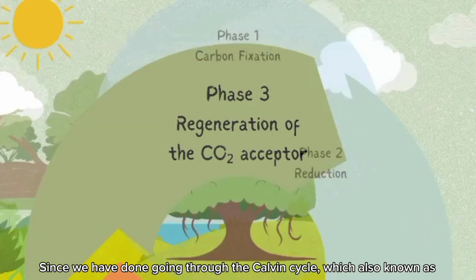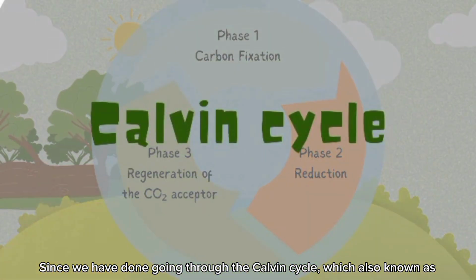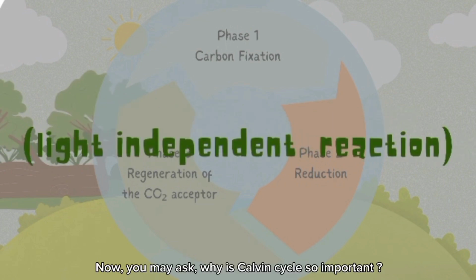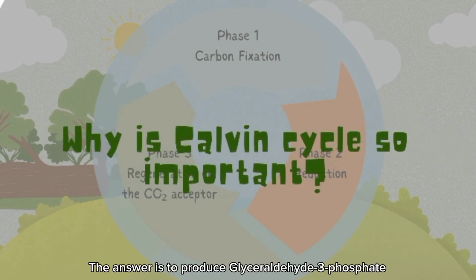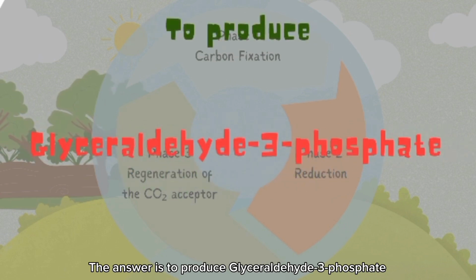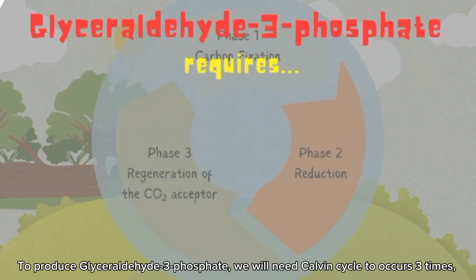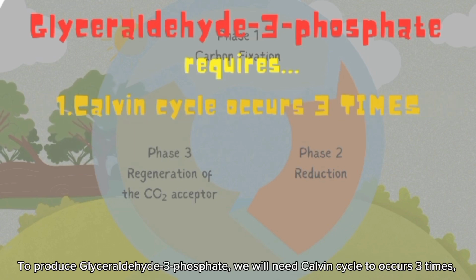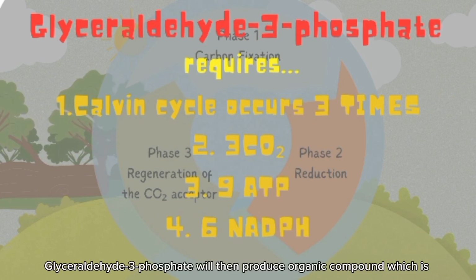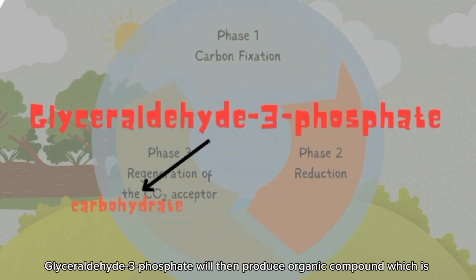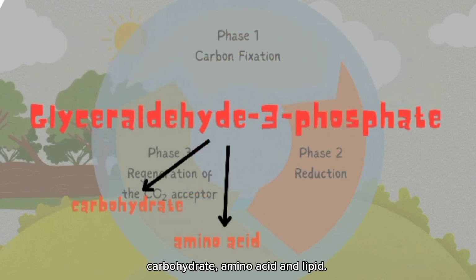Since we have gone through the Calvin cycle, which is also known as the light-independent reaction, now you may ask, why is the Calvin cycle so important? The answer is to produce glyceraldehyde 3-phosphate. To produce it, we need the Calvin cycle to occur 3 times, with 3 carbon dioxide, 9 ATP, and lastly, 6 NADPH. Glyceraldehyde 3-phosphate will then produce organic compounds such as carbohydrates, amino acids, and lipids.